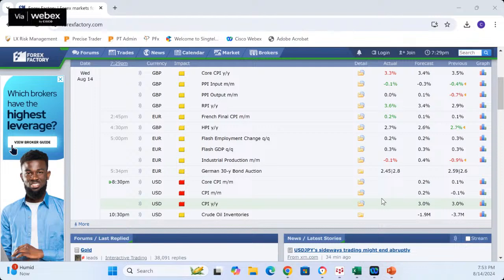If the data is bad, we expect the euro dollar to strengthen. We expect the pound dollar to strengthen. We expect the dollar yen to weaken, that means come off. The dollar Swiss will also weaken, that means also come off. And if the data comes out bad, the Aussie, New Zealand, Canadian dollars and Sing dollar, these four crosses.